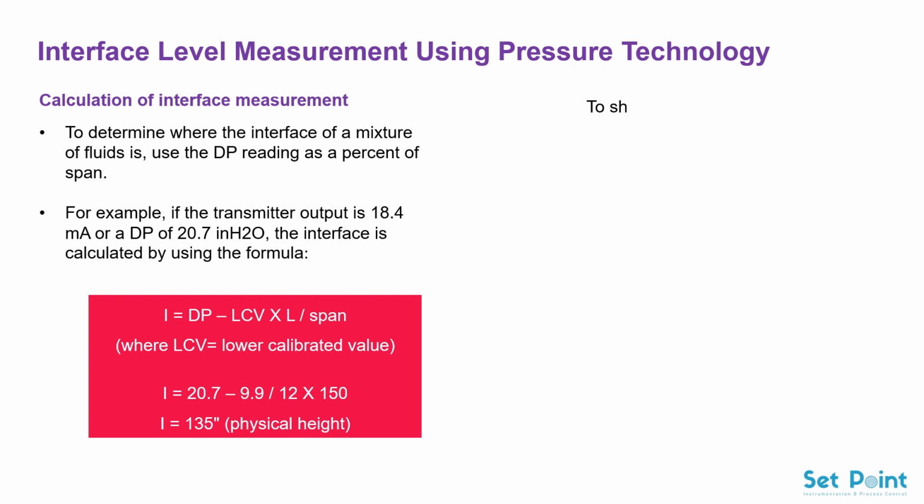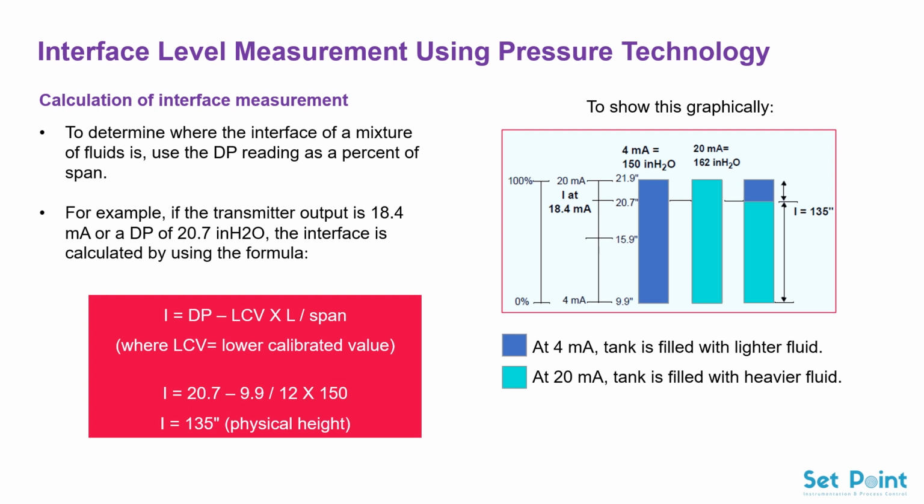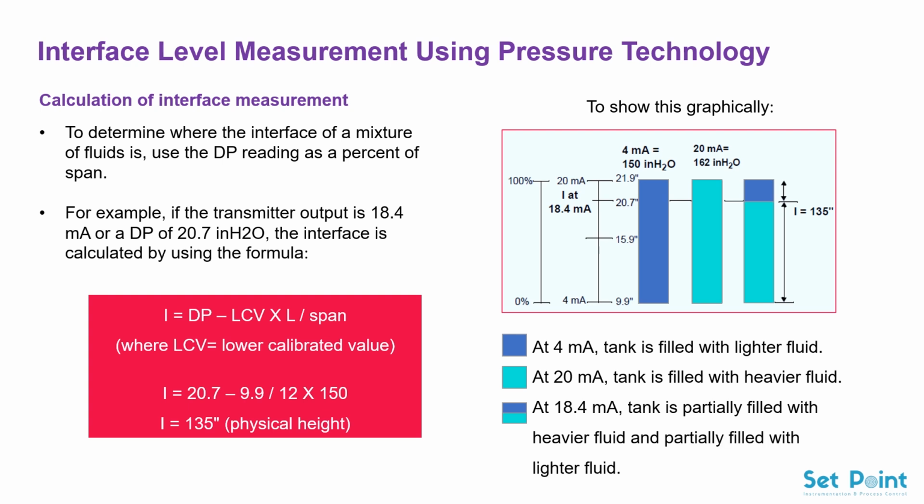Let's see this graphically. At 4 milliamperes, tank is filled with lighter fluid. At 20 milliamperes, tank is filled with heavier fluid. At 18.4 milliamperes, tank is partially filled with heavier fluid and partially filled with lighter fluid. Finally, this application example is based on the technical data sheet of interface measurement using pressure technology issued by Rosemount.